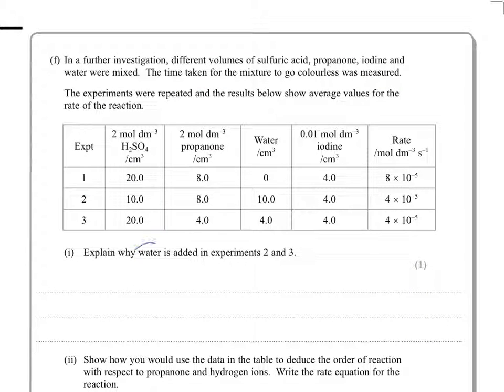The reason why water is added is to keep the volume constant. Here we have a total volume of 32. Here we have 10 plus 8 plus 10 plus 4, again 32. Here we have 20 plus 4 plus 4 plus 4, again 32 total volume. This means that the concentration is always proportional to the volume.